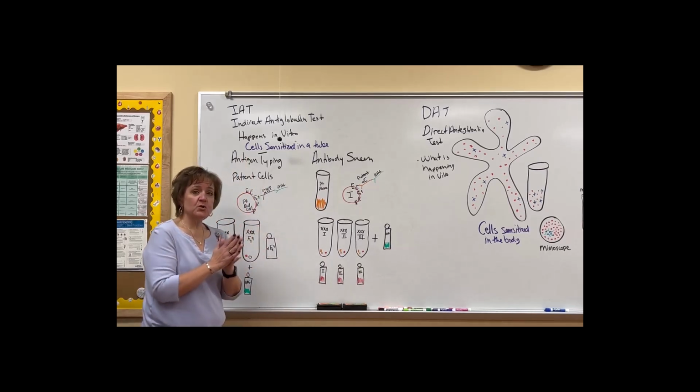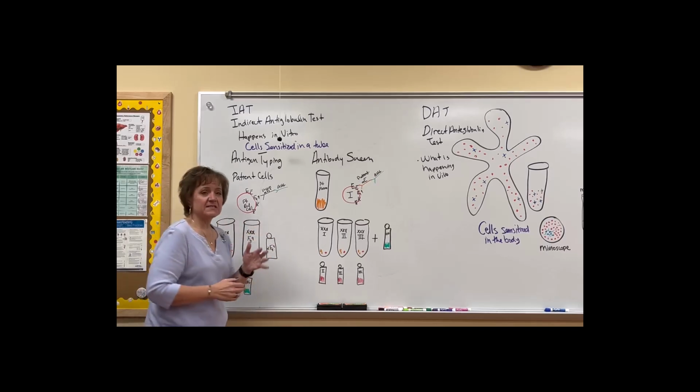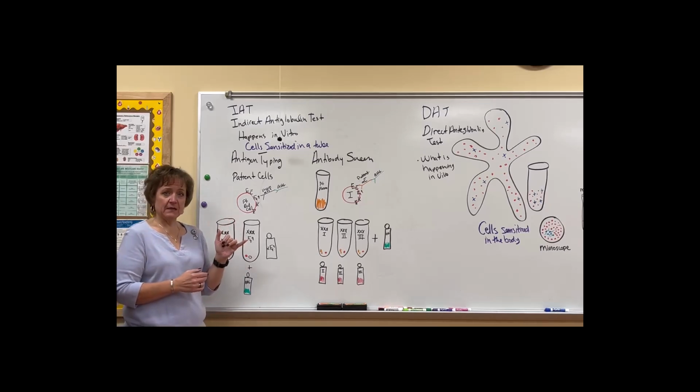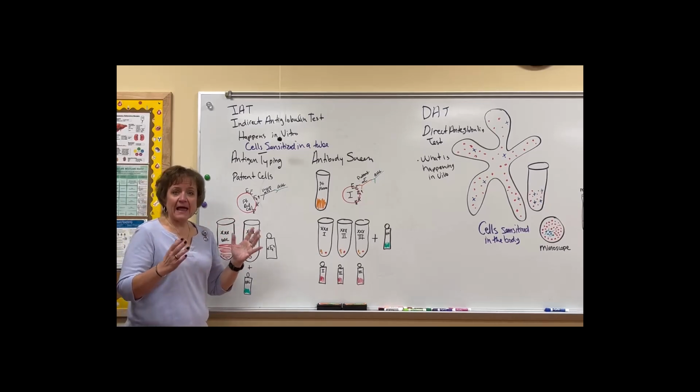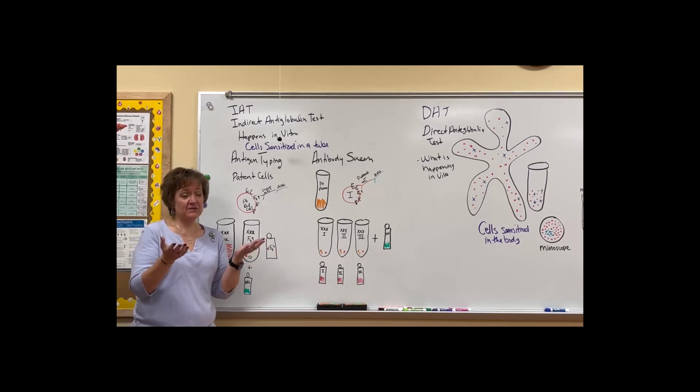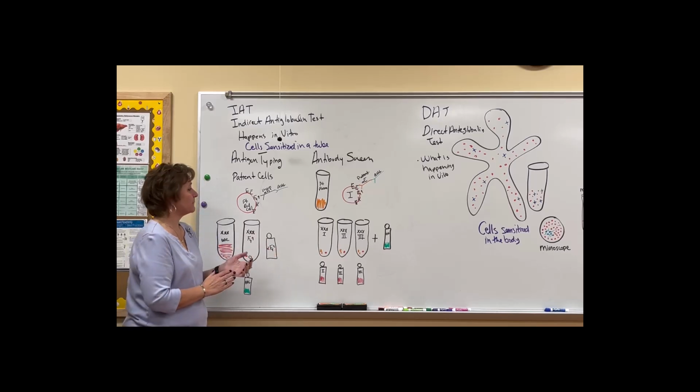So the indirect, there's two major tests that we do that are considered indirect antiglobulin tests. The first one is our antigen typing. This is what we look at when we have the patient's red cells, and we want to know what antigens they have on their red cells. We do this when we're looking at if a mother has an antibody, maybe you find out if dad has the antigen to find out what kind of reaction we could possibly be having.